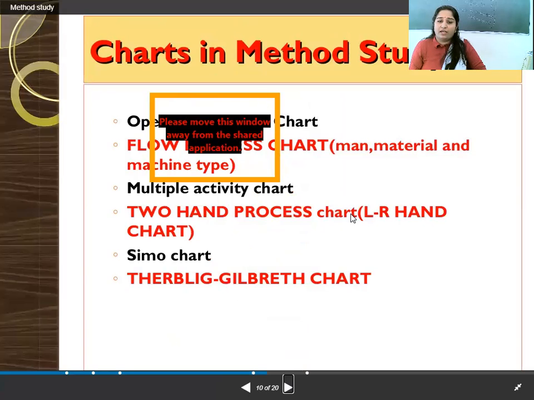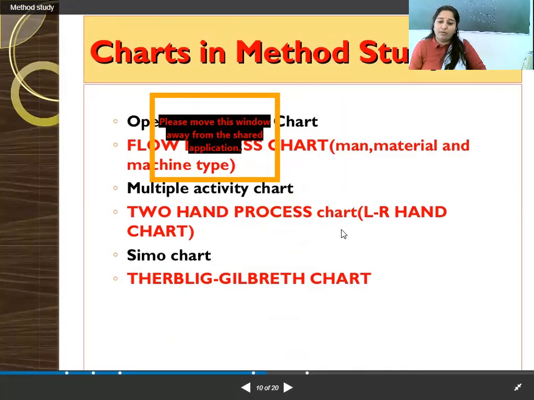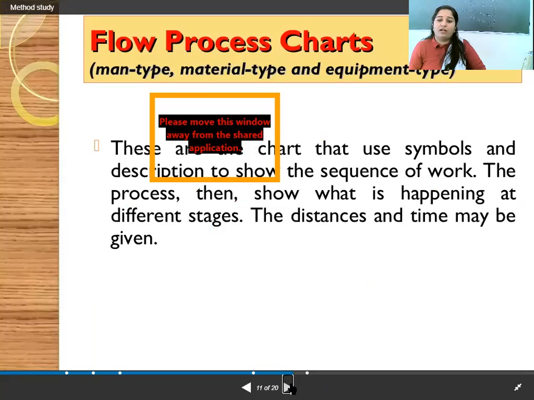Now, chart methods. There are the operation process chart and the flow process chart. The flow process chart is of man, material, and machine type. Then the multiple activity chart, two-handed process chart, the LR hand chart, meaning left and right hand chart, the SIMO chart, and the Therblig chart. These are the charts of the method study.